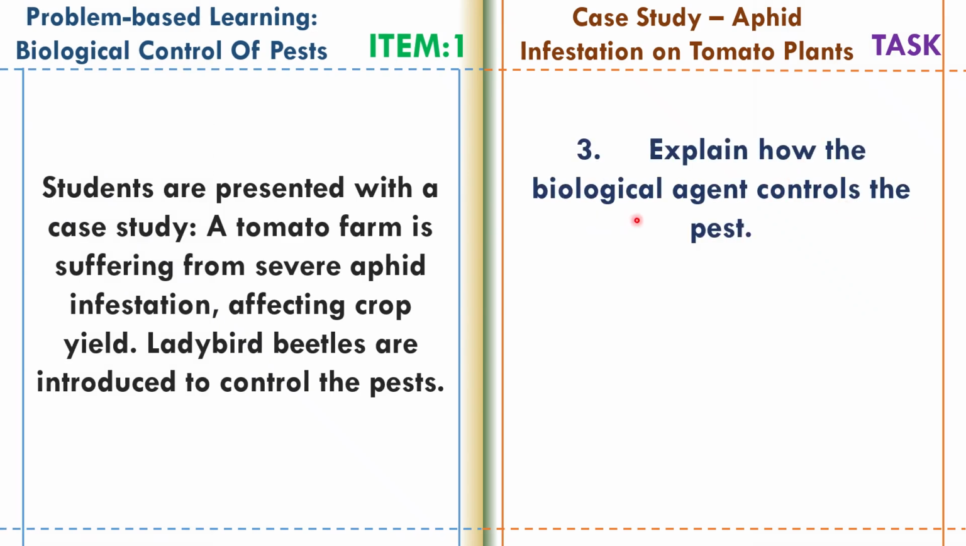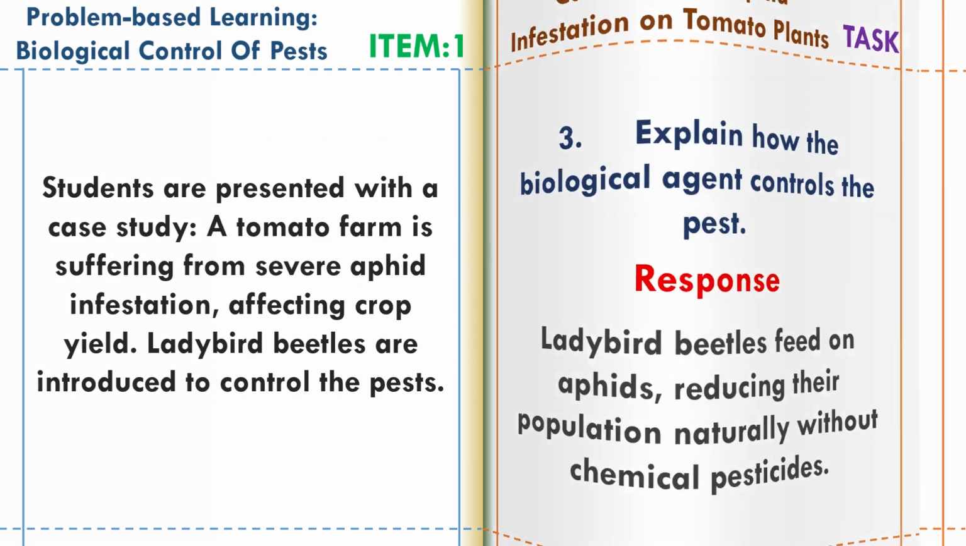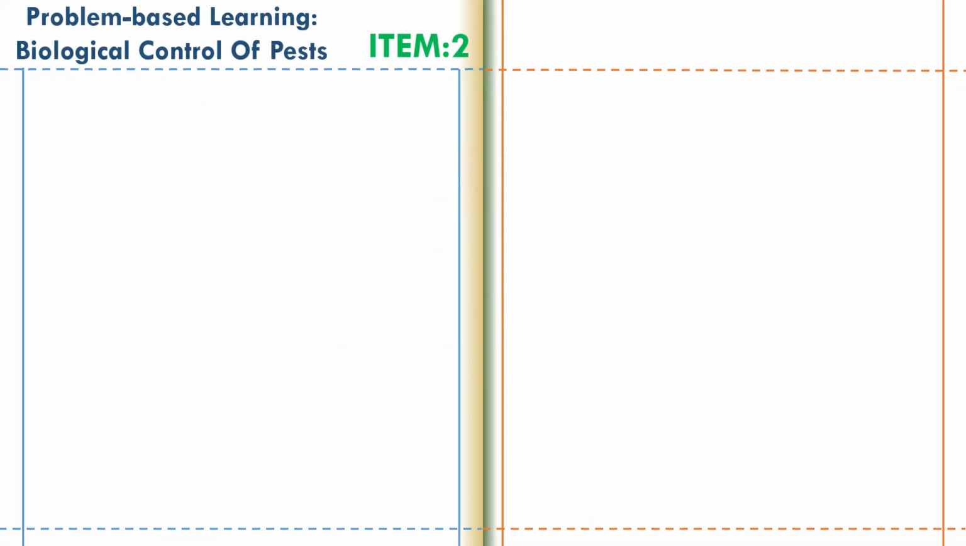Explain how biological agent controls the pest. The ladybird beetles feed on aphids, reducing their population naturally without chemical pesticides. Problem-based learning, we are looking at biological control of pests. Item 2.